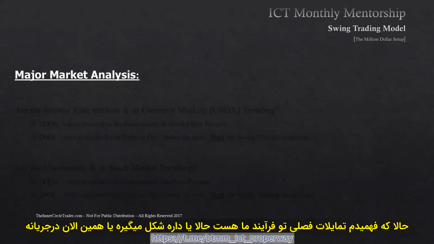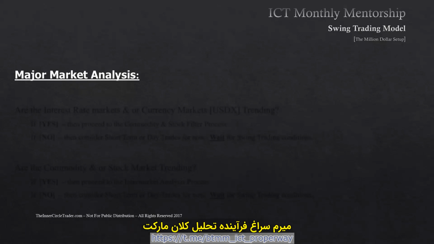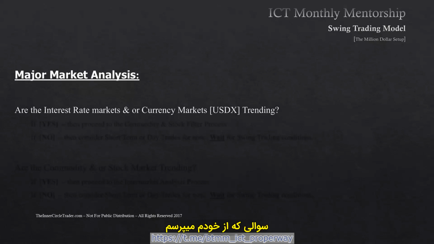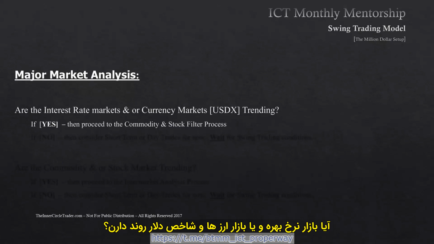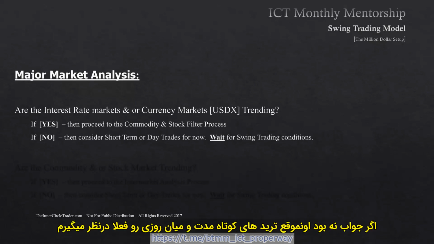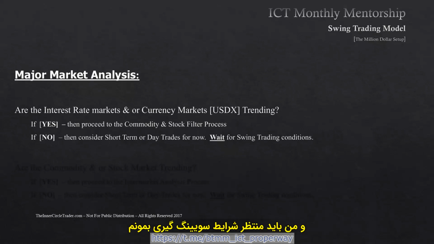Now, once I've been cleared for a seasonal tendency that is in the process of either forming or is currently in effect, I go to the major market analysis process. The question I ask myself: are the interest rate markets and or currency markets, basically the dollar index, trending? If the answer is yes, then I proceed to the commodity and stock filter process. If the answer is no, then I consider short-term or day trades for now, and I have to wait for swing trade conditions.